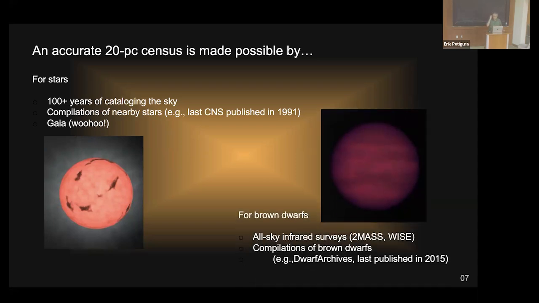For brown dwarfs, we haven't had quite as long a time baseline to work with. There have been all-sky surveys that started coming out in the late 1990s, 2MASS, and then later WISE around 2010, that have really helped us characterize the 20 parsec census for the brown dwarf component. And there have been various compilations of brown dwarfs over the years. We tried to keep one at IPAC called Dwarf Archives, and we finally gave up in 2015 because there were so many brown dwarf discoveries we couldn't keep on top of them all. But we do have old data we can go back to and start drawing from to create this 20 parsec sample, so I had to do it from scratch.